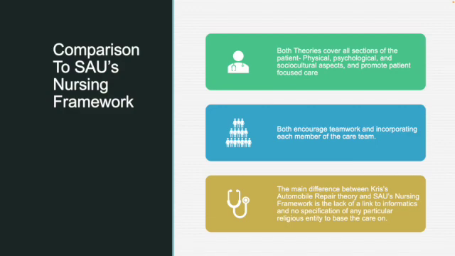When comparing Kris's automobile repair theory to the SAU's nursing framework, both theories cover all sections of the patient, physical, psychological, and sociocultural aspects, and promote patient-focused care. Both encourage teamwork and incorporating each member of the care team. The main difference between Kris's automobile repair theory and SAU's nursing framework is a lack of a link to informatics, and there is no specification of any particular religious entity to base the care on.